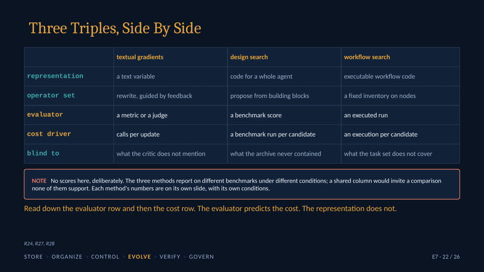What the table does show is the payoff of slide 4. Read down the evaluator row and then the cost driver row. The evaluator predicts the cost. The representation does not. And the last row is what each method is structurally blind to. The blindness row is the one to photograph and take to your next design review.